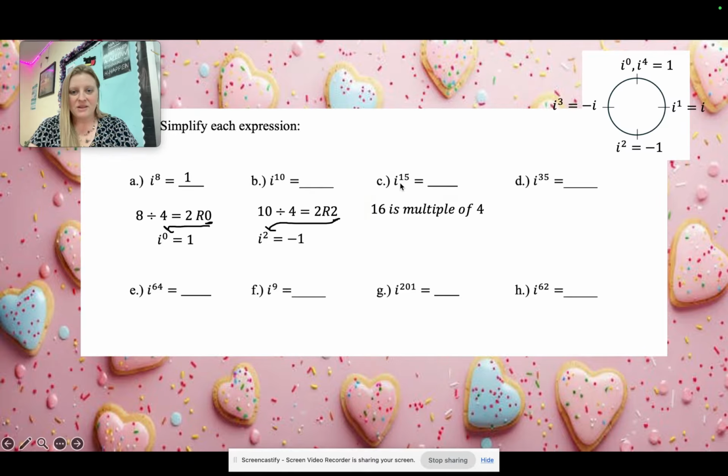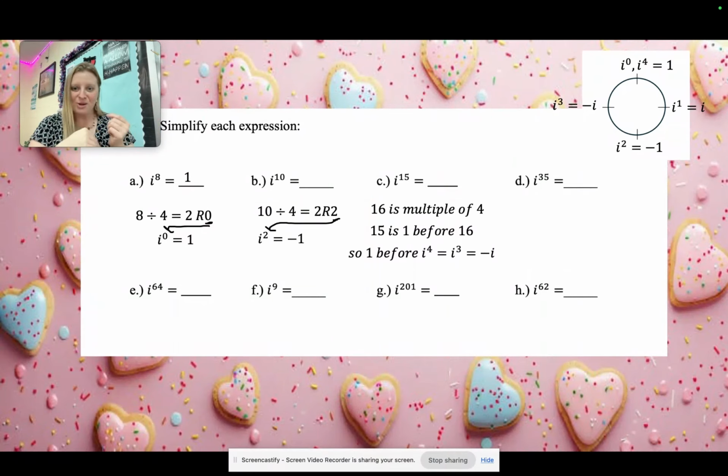All right, now we could do the same thing for 15. We could do 15 divided by 4. However, I think it's easier if you think of it the opposite way. I know 16 is a multiple of 4, and 15 is really close to 16. If I gave you i to the 16th, you would be back up here because 16 divided by 4 works. Well, 15 is 1 before that, so I'm just going to go backwards on the clock 1 space. Right before i to the 4th is i cubed. So I'm going to end up at i cubed, so -i would be the answer for that one.